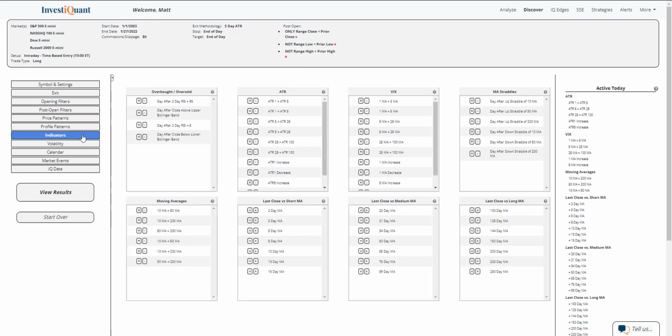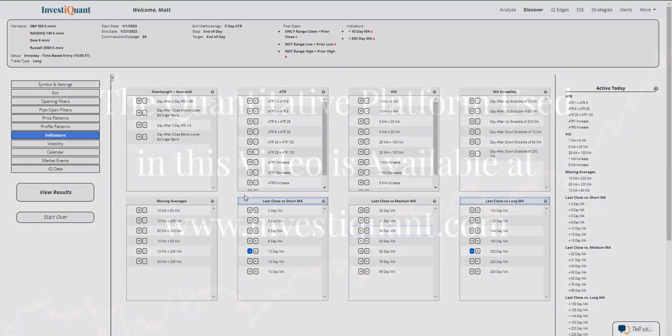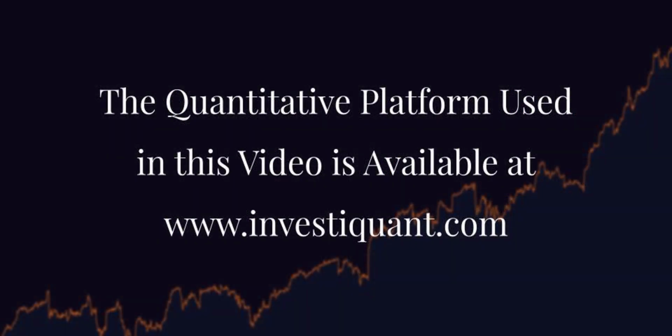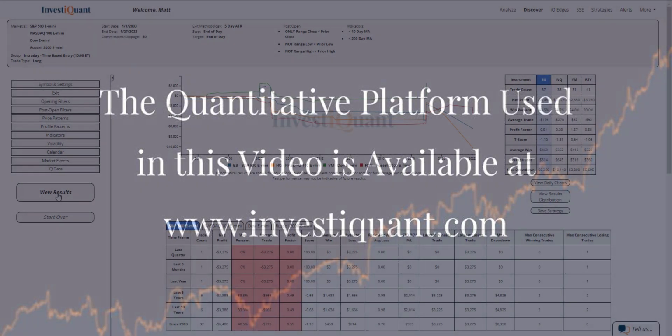Now I'm going to go to the indicators library, put us in a similar market environment. We continue to stay below the 10 and 200 day simple moving average. I've just added both of those to the test, and now I can click view results. All right, here we go.